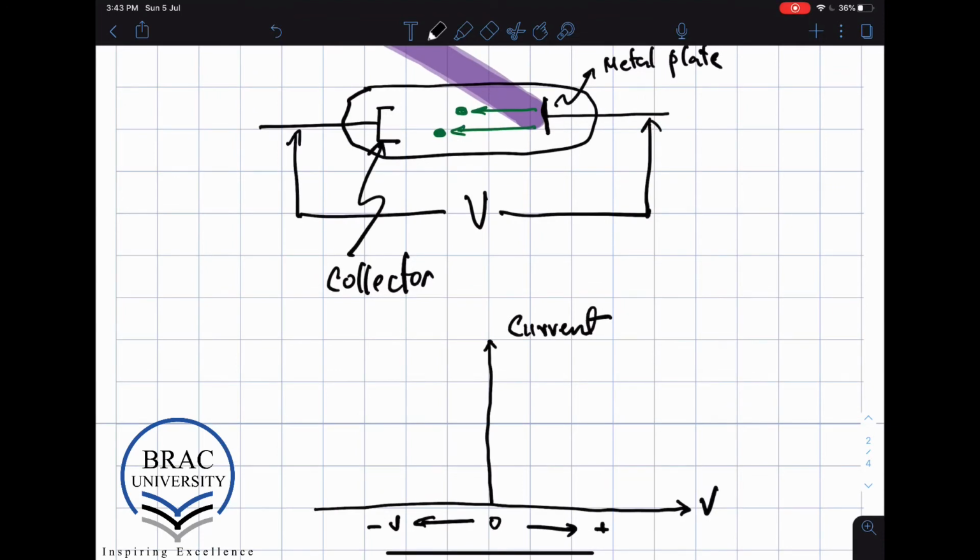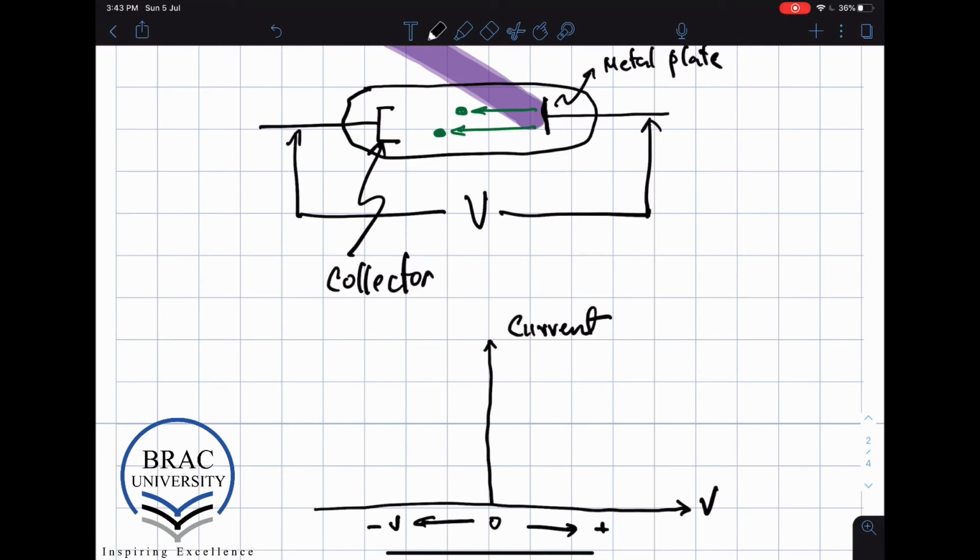Now, if we apply a negative potential, then what's happening is that the collector is repulsing the electrons. So if we have enough negative potential so that even the electron with the maximum kinetic energy cannot reach the collector, then there will not be any current. But if the negative potential is even a tiny bit less, so that the electron with the maximum kinetic energy can reach the collector, it'll contribute to the current.